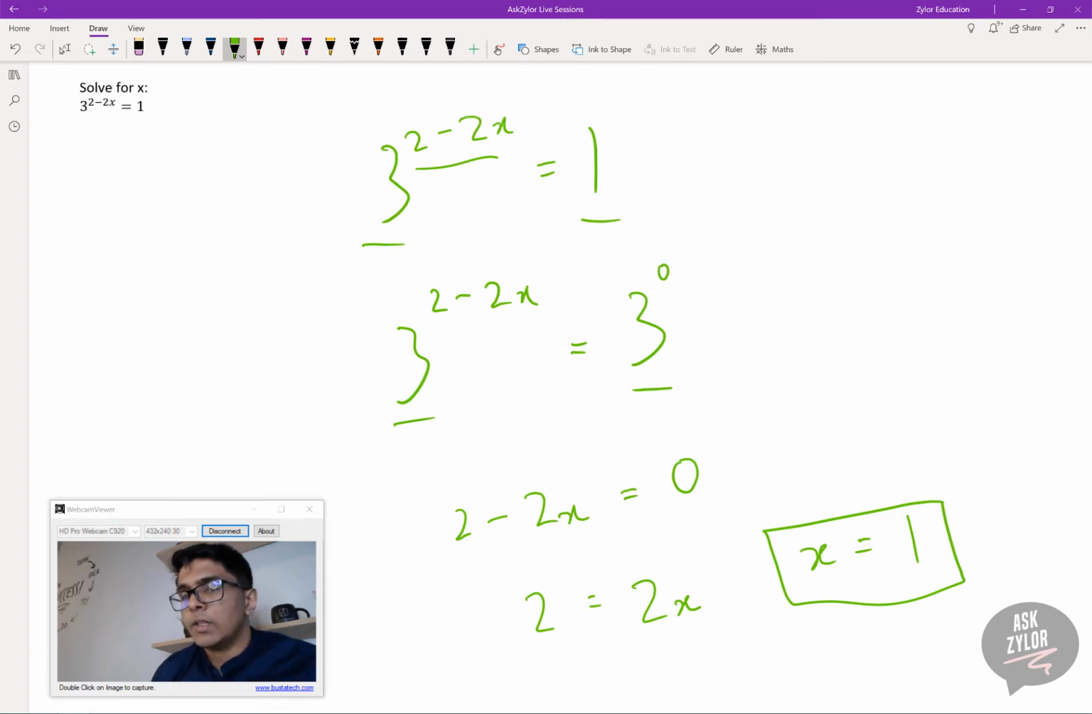Right? So the easiest way to solve these kind of questions is to try to get the equations to be in the same base. So I tried to get 1 as a base of 3, and the only way to get that is if 3 was raised to an exponent of 0, because anything raised to an exponent of 0 is just going to be 1.